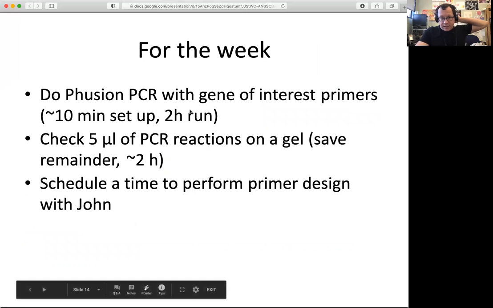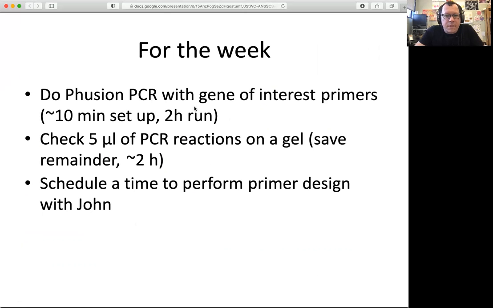So this week you're going to be doing a fusion PCR with your gene of interest. Whatever your gene was last time, make sure you get the cloning primers for that. Generally, the cloning primers are going to be labeled with the gene name plus GFP to indicate that it's a cloning primer that's going to be used as a GFP fusion.